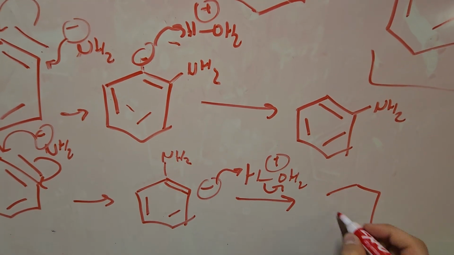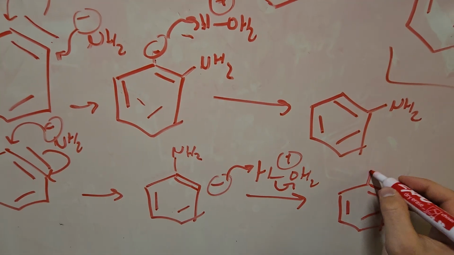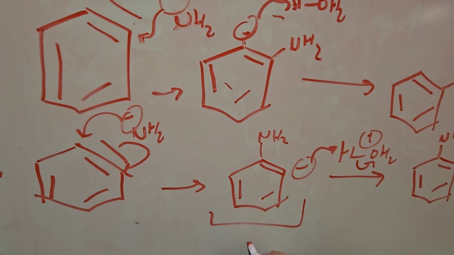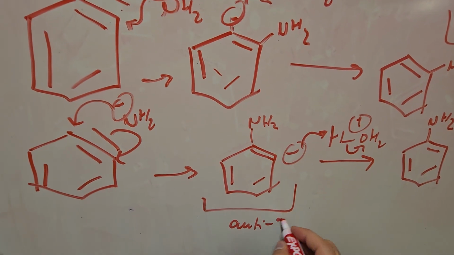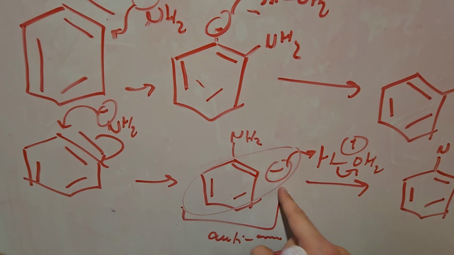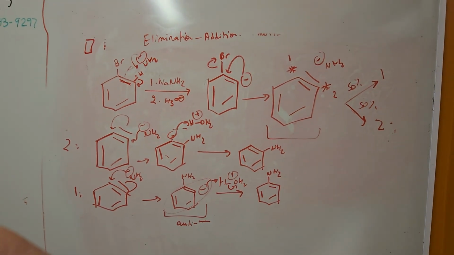whereby the aromaticity of the ring is re-aromatized, because in this intermediate, the ring is anti-aromatic, according to Huckel's rule, because we have an even number of pi electron pairs. This is the elimination-addition reaction.